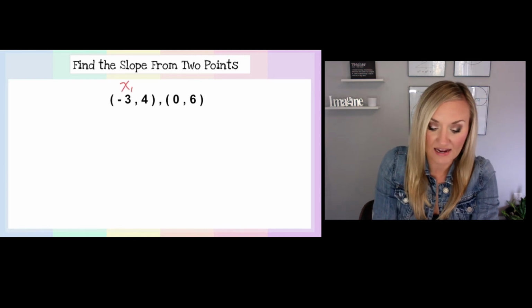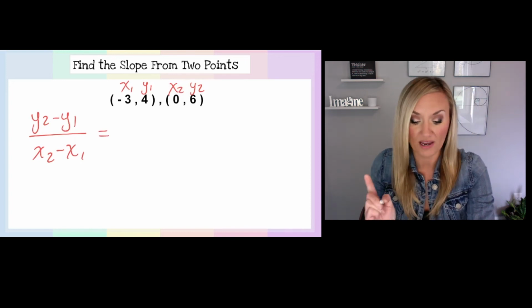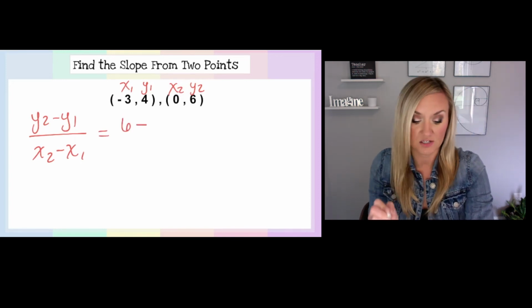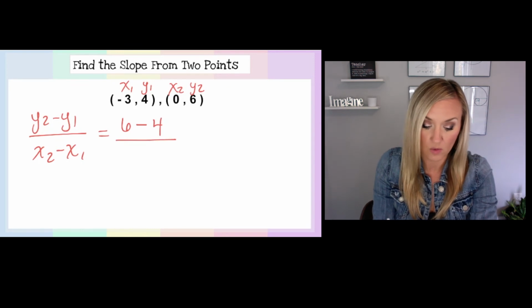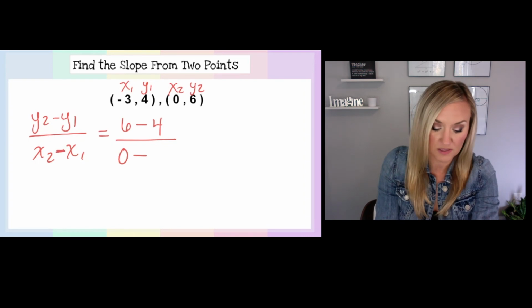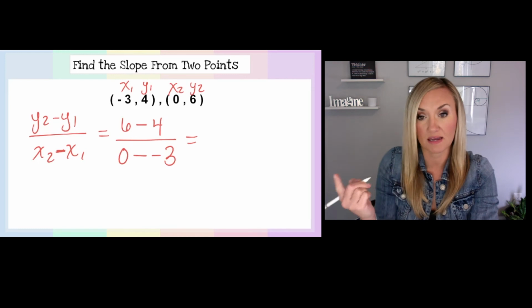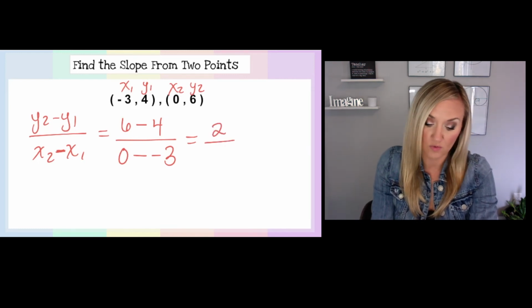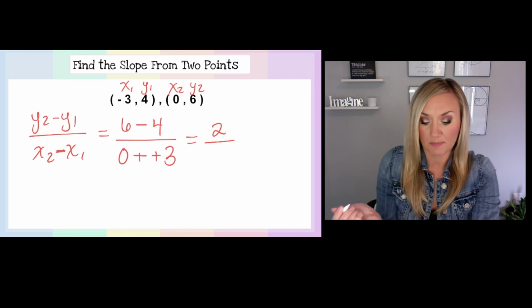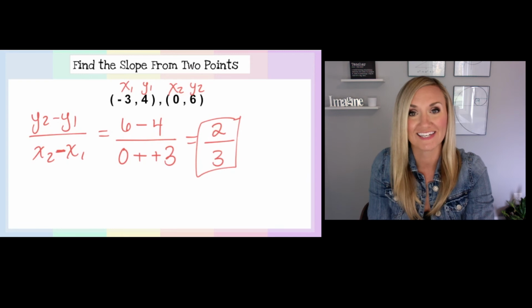All right, so we had x1, y1, x2, y2, and we have y2 minus y1 over x2 minus x1, and our y2 is 6, minus our y1 is 4, over x2 is 0, and there is a subtraction in our formula, and the x1 is a negative 3, which means now 6 minus 4 is a positive 2, over 2 negatives. Negative times negative is a positive, and that is just going to be 0 plus 3, so our slope is 2/3. How'd you do?